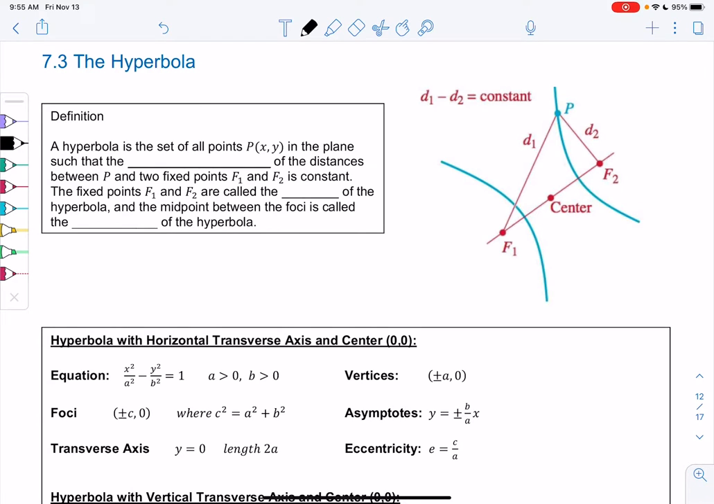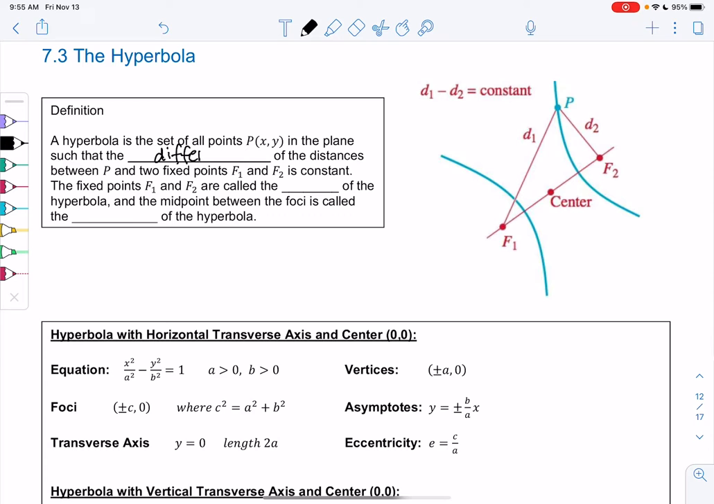Section 7.3, the hyperbola. The hyperbola is a set of all points x, y in the plane, such that the differences of distances between P, the point, and two fixed points, F1 and F2, is constant. So if I take the distance from F1 to P, we'll call that D1, and then P to F2, we'll call that D2. That difference, D1 minus D2, will always be the same.